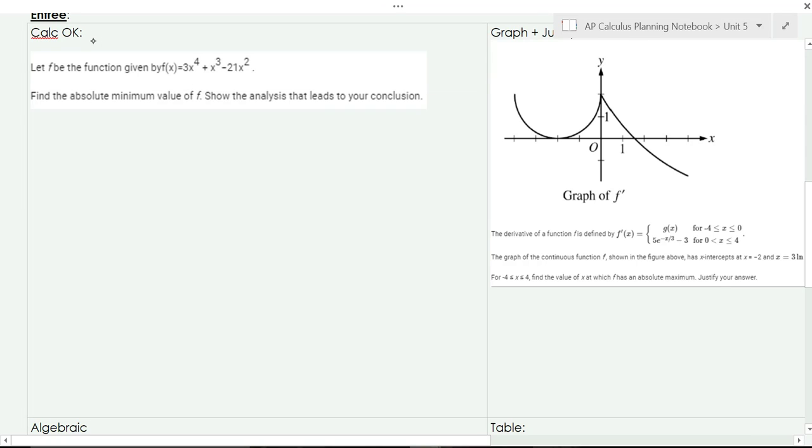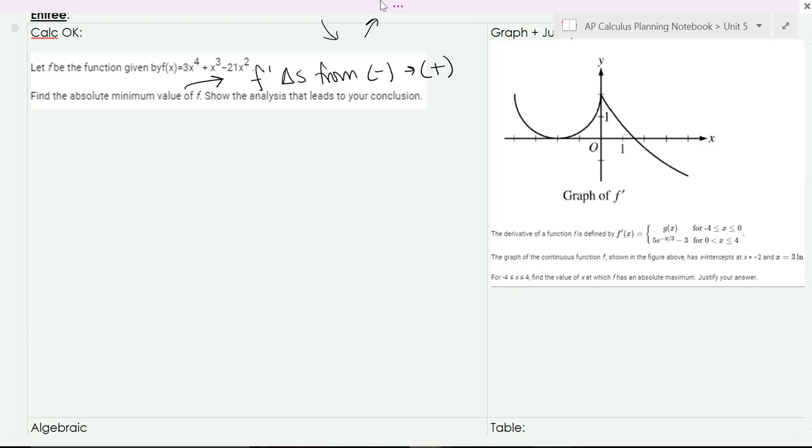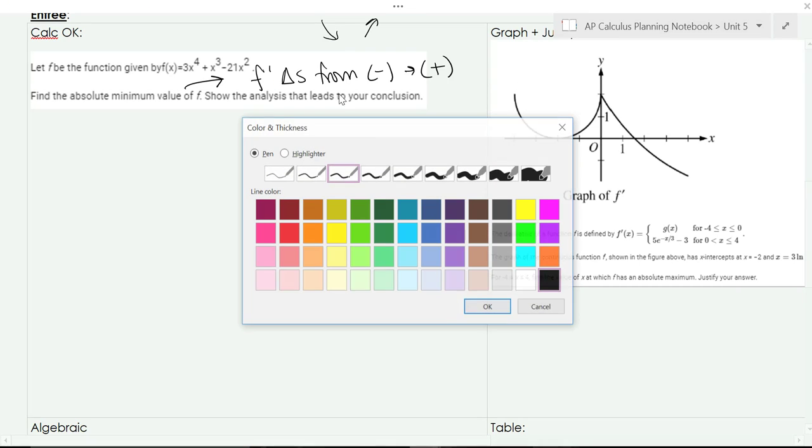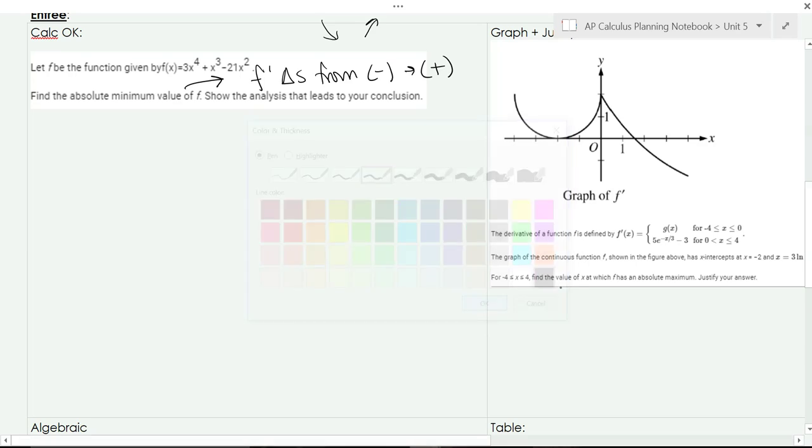So the very first thing I know is that a minimum occurs for function f when f prime, right? Think minimum. So f prime is going to change from negative to positive, right? Because that slope's going to go from decreasing to increasing, and that's what's going to create that minimum value. So let's take a look at where we actually find that minimum value occurring.